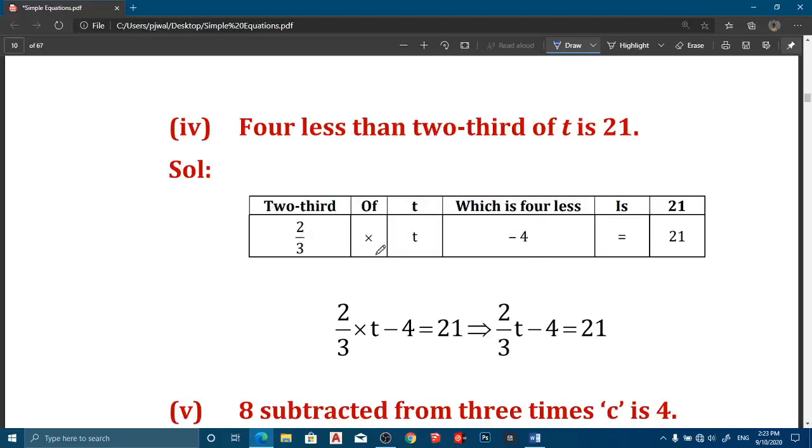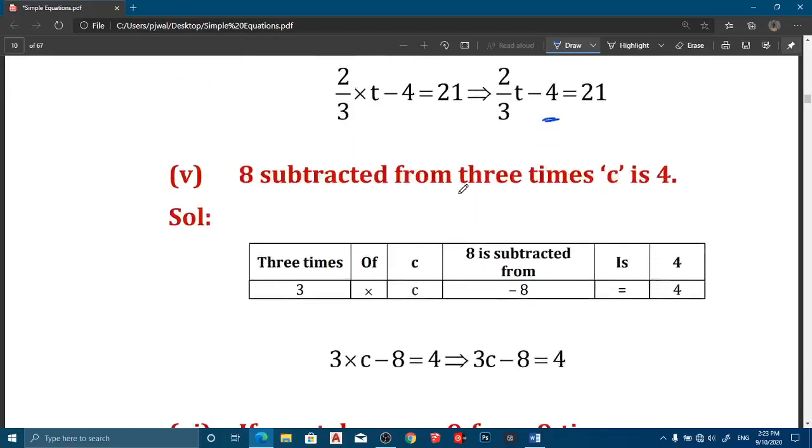From this total expression, which is 2/3 of t, you have to subtract 4. After subtracting, this expression value is equal to 21. So now 2/3 of t minus 4 is equal to 21. You can write this as 2/3 into t minus 4 is equal to 21. Just understand the meaning first, then you can convert it into an equation.